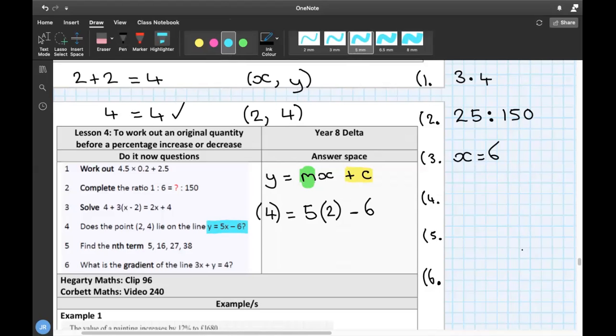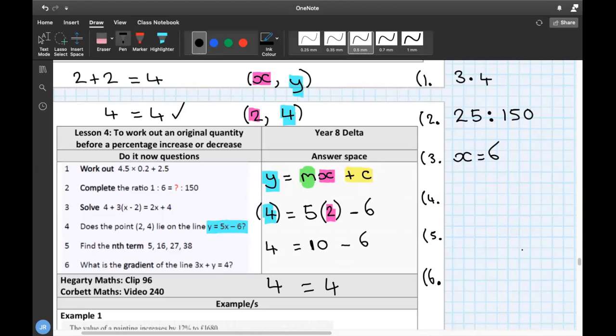Just rewritten that. Our x value, 2, was here. And as you can see, our y value was 4 here. Okay. I now need to just simplify that. Here I've just got a 4 still. I haven't done anything with that. When you've got a term next to a term inside a bracket, that means you're multiplying. So 5 multiplied by 2 gives me 10. And then I've got my negative 6. If I simplify that a bit more, then I've got 4 equals 4.